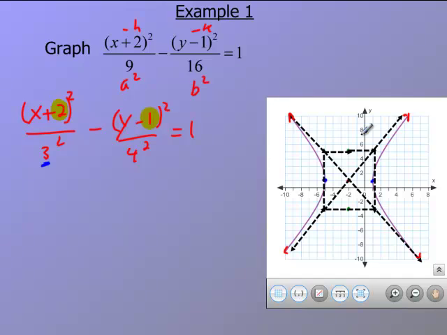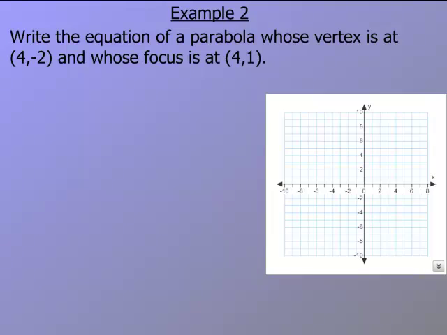And you would use the same principles, be it a circle or an ellipse or a parabola. You start off with the center and then find all the other points based off your center point. In this next example, we're going to write the equation of a parabola whose vertex is at (4, -2) and whose focus is at (4, 1). So the vertex is where our h and k values are going to be on a parabola, since it doesn't have a center. And we'll base everything off that.